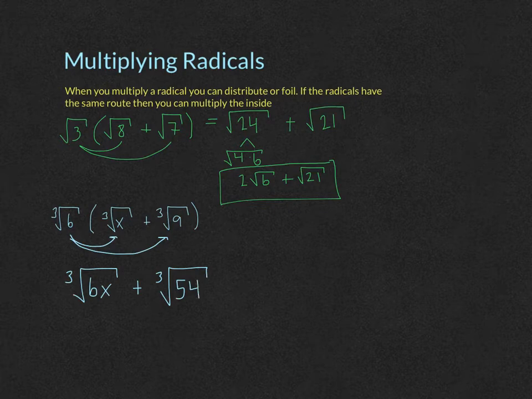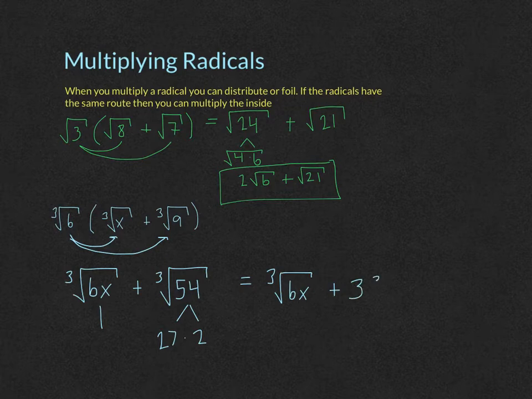Now we're just going to look and see if either one of our radicals has a perfect cube inside them. So we have the 6x, there's no perfect cube there, but 54. 54 is 27 times 2, and 27 is a perfect cube. So our final answer then would be the cube root of 6x plus 3 cube root of 2. That would be our final answer.